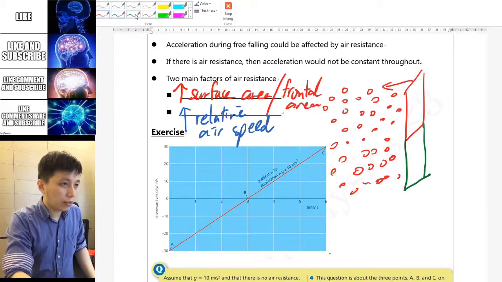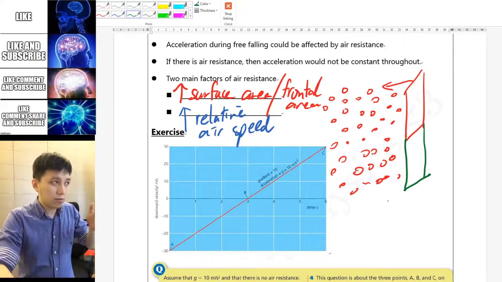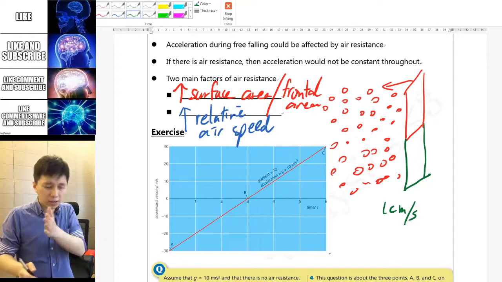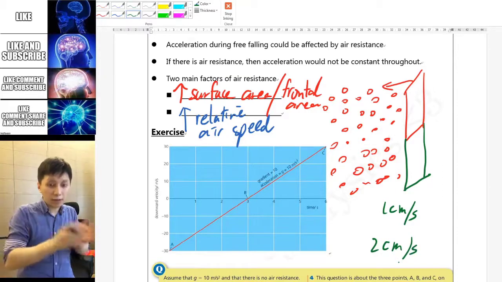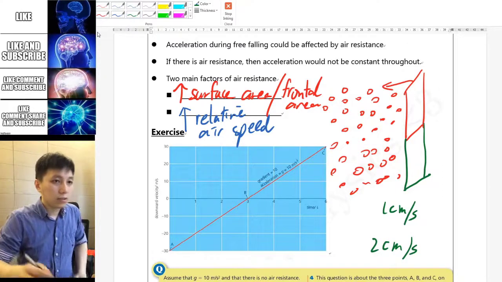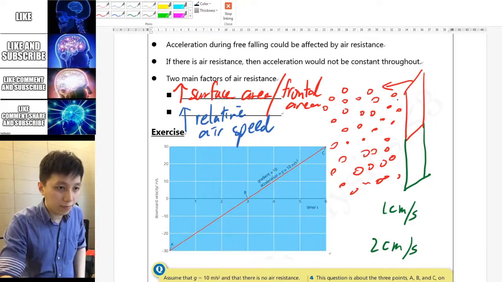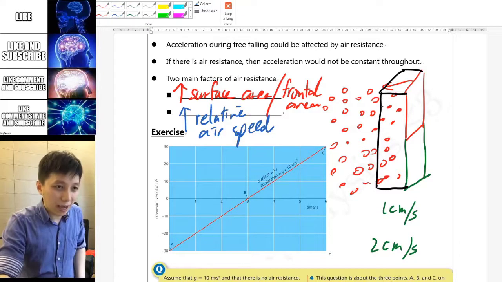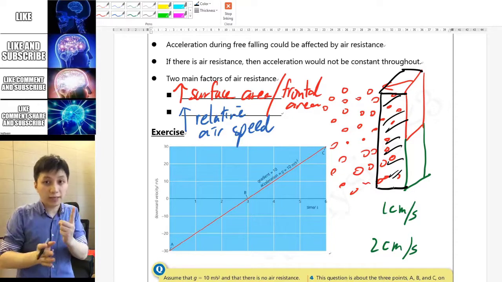Next, for the relative airspeed, you can think about this. When you had a slower speed, let's say 1 cm per second, versus 2 cm per second, which is faster, think about the volume of the air that I cover. Let's say in 1 cm I can cover, and I also double the area, that is how much volume of air that I move through in 1 second.